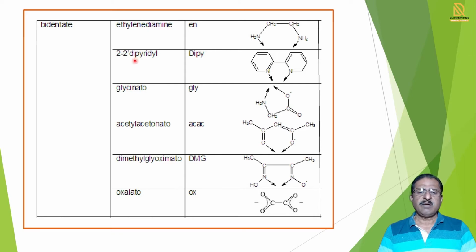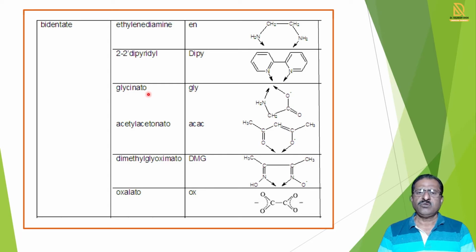Now, second example, 2,2-dipyridyl. That 2,2-dipyridyl is shown by the symbol DIPY. And this is the structure of this DIPY. In this DIPY, these two nitrogen atoms are the donor atoms, and this is also one example of a symmetrical bidentate ligand. Now we see the third example, glycinato.